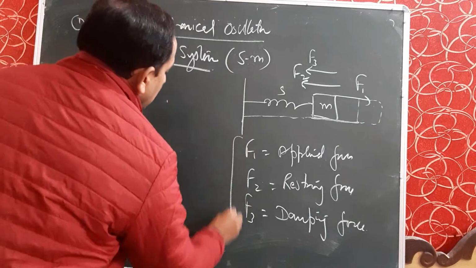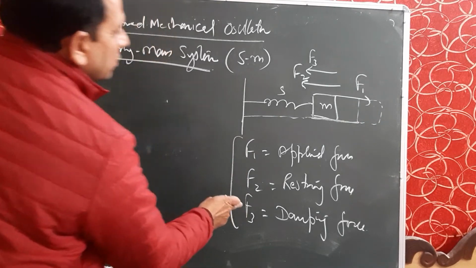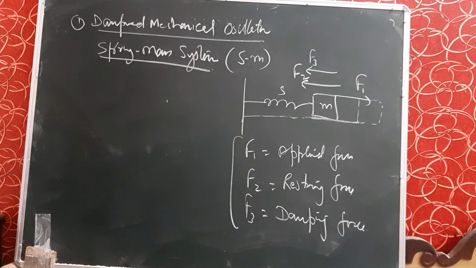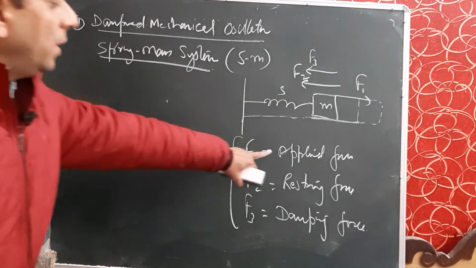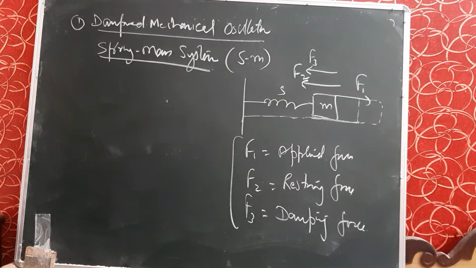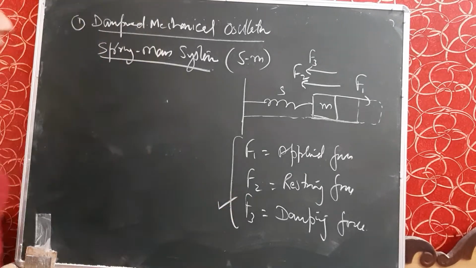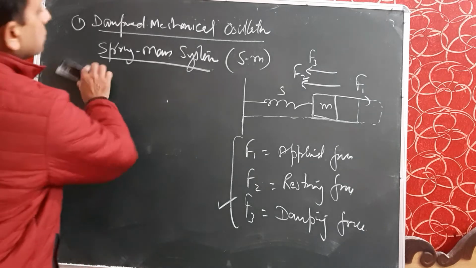So, there are three forces, F1, F2, F3. In the previous article, we used only two forces, the applied force as well as the restoring force. But in this case, an additional force F3, that is the damping force, is also added in this equation. In all cases, first of all, we will derive the equation of motion for the mechanical oscillator or damped oscillator, and then we will solve that equation in detail and find out the different possibilities of damping.